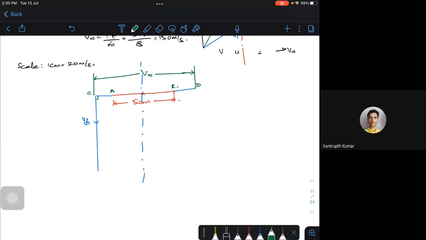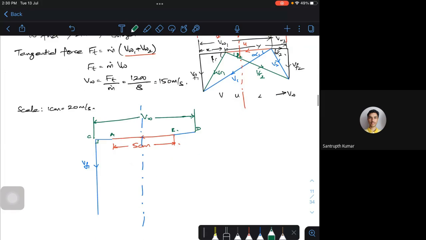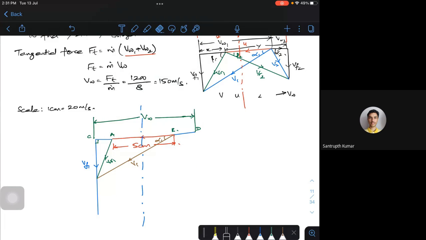Then from point B with 20 degrees, I will draw a line. Wherever it intersects, this will be my V1, this with alpha 1. Then I'm going to join from this point to this point. This will be my VR1. So this being a little bit of methodology, you have to go with a graphical method only. With the graphical method, you'll be able to get it.